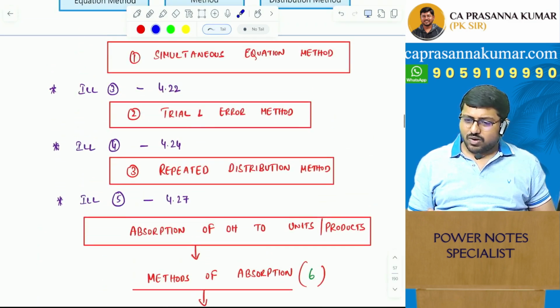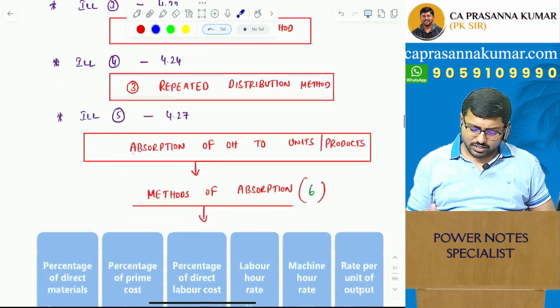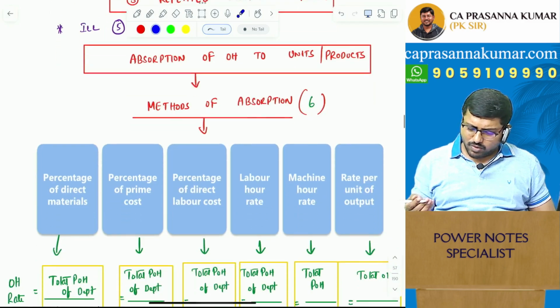I hope. Okay, already I think it has crossed nearly 1 hour 10 minutes. So we'll stop here. Only small concepts are left over.